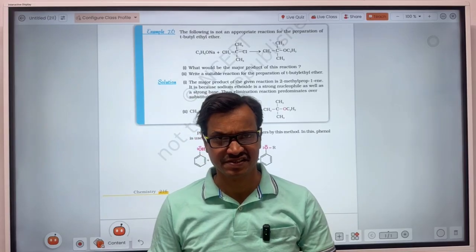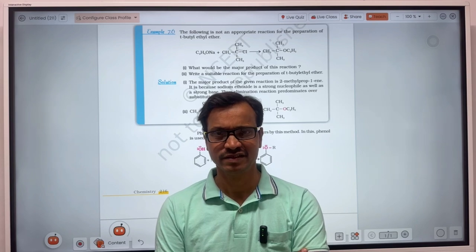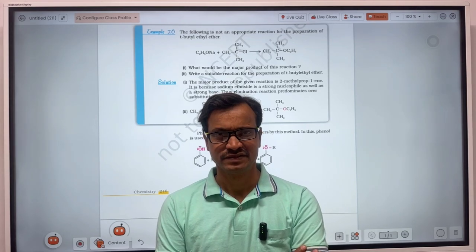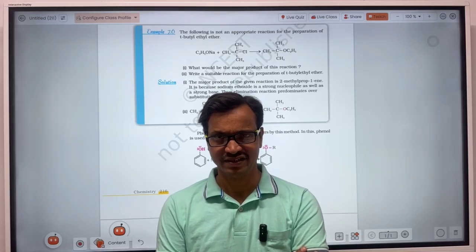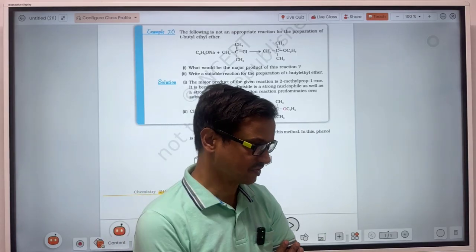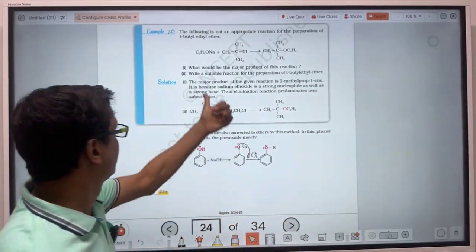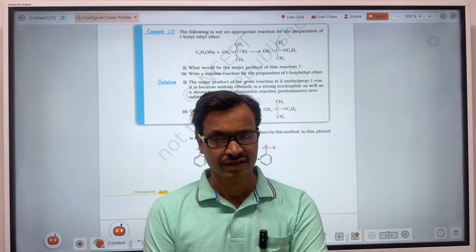What is Williamson synthesis? The haloalkane will be reacted with sodium alkoxide. Then the reaction will be called Williamson synthesis. When sodium alkoxide will be treated with haloalkane and there will be formation of ether, that reaction will be called Williamson synthesis.